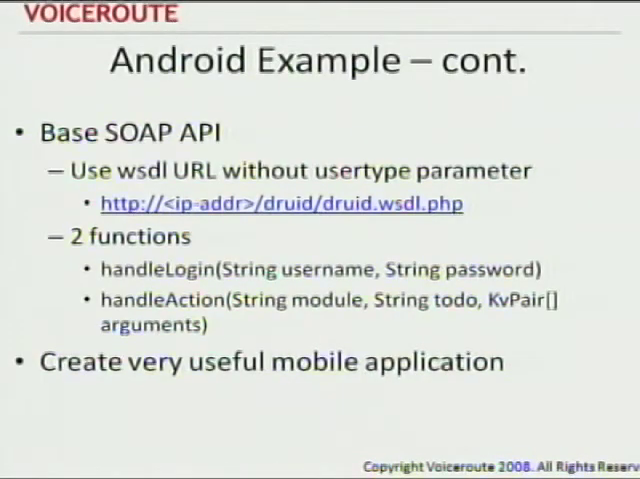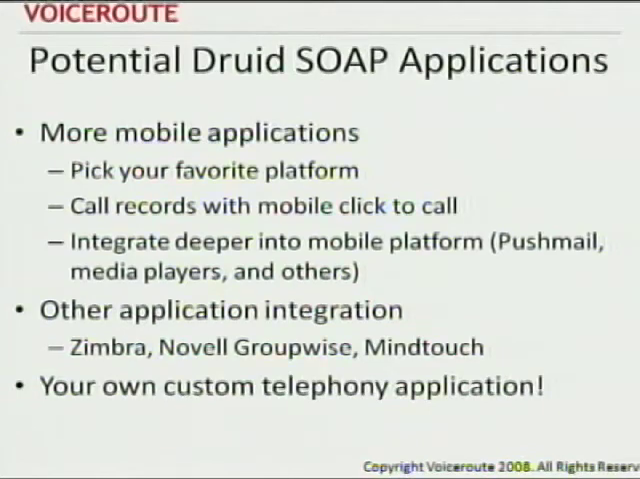One core concept here is that it uses a base SOAP API. You can use the WSDL without this user type parameter. Then you get two functions. One is the same login function that I showed you before. Another is a pretty interesting function called handle action. This allows you to call any function from any module, and it's very generic. It's small, so you can use this on a limited platform like a mobile, or if you want to keep your code base very small. It's very straightforward, and here you would stick in your module and your function. And there are more applications that you can probably do.